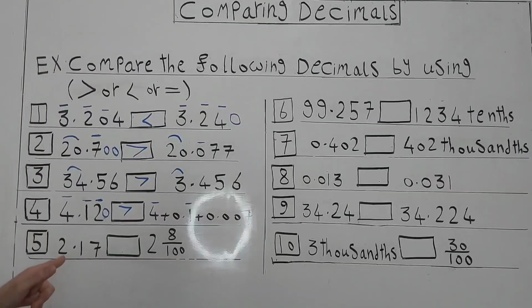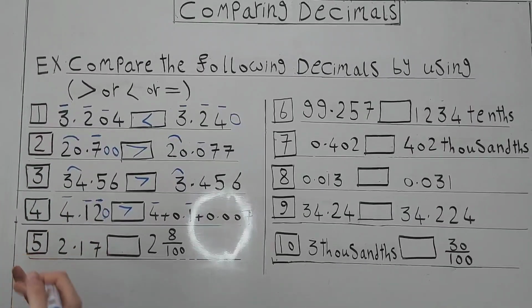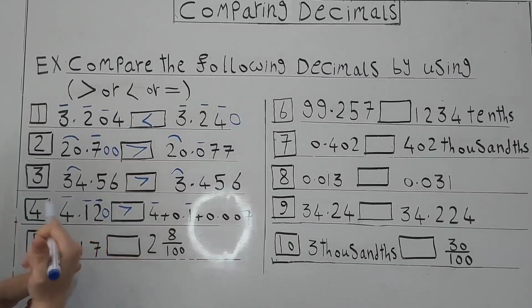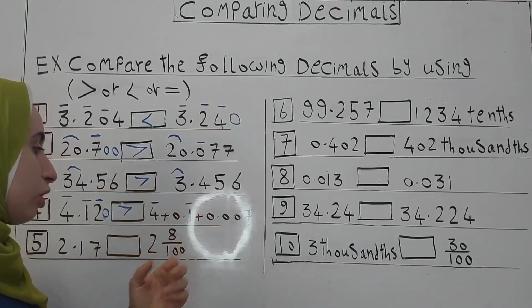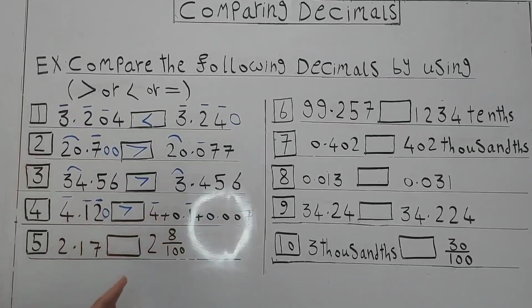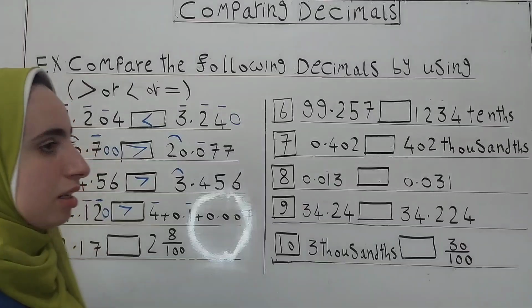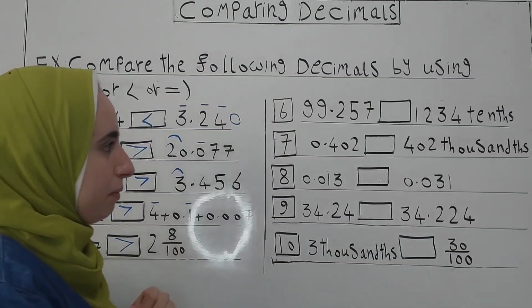Number 5. At first, we put our eyes on the left, on the integral part, and make a comparison. We have 2 in the first number, and we also have 2 in the second number. They are the same, go to the decimal part. The decimal part in the first number is 17, and the decimal part of the second number is only 8. Now, which is greater, 17 or 8? 17. So the first number is greater than the second number.